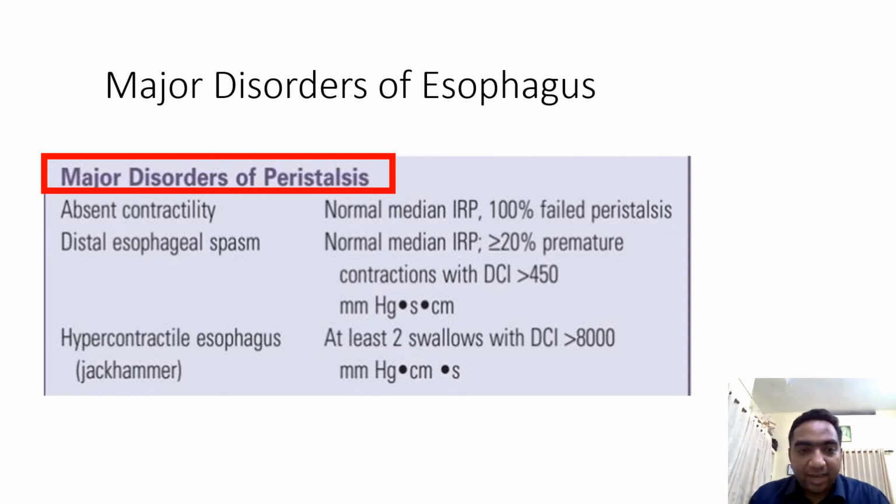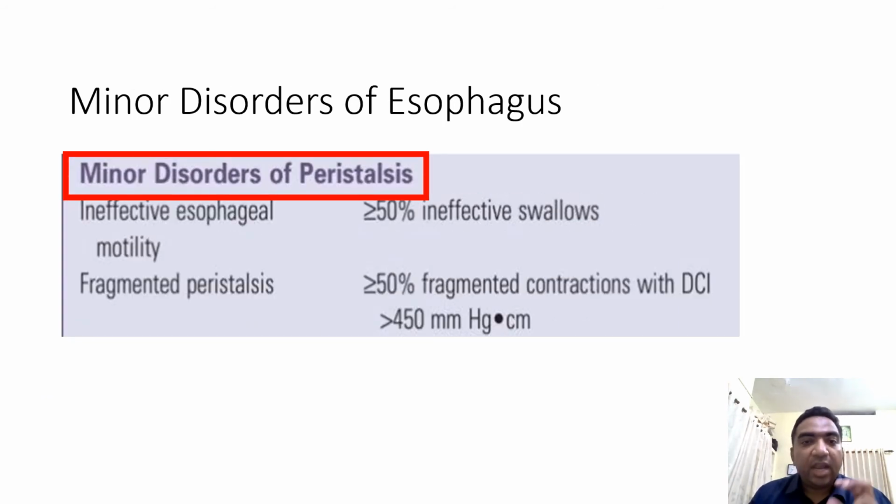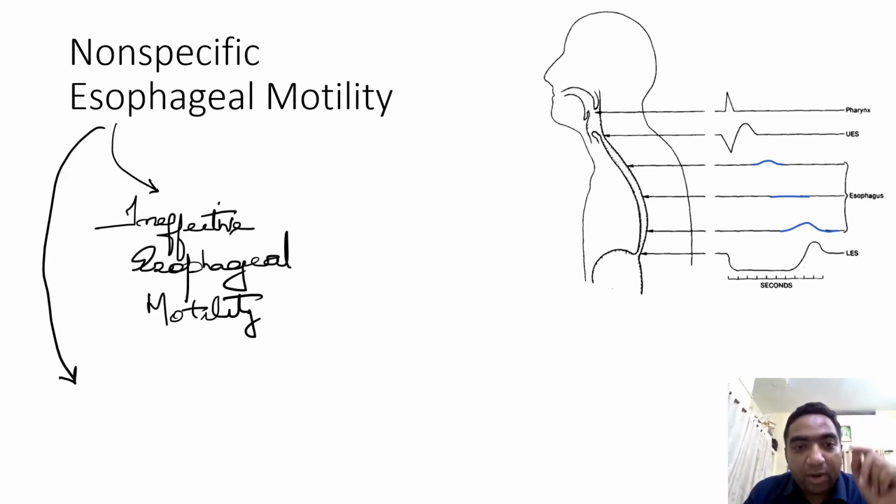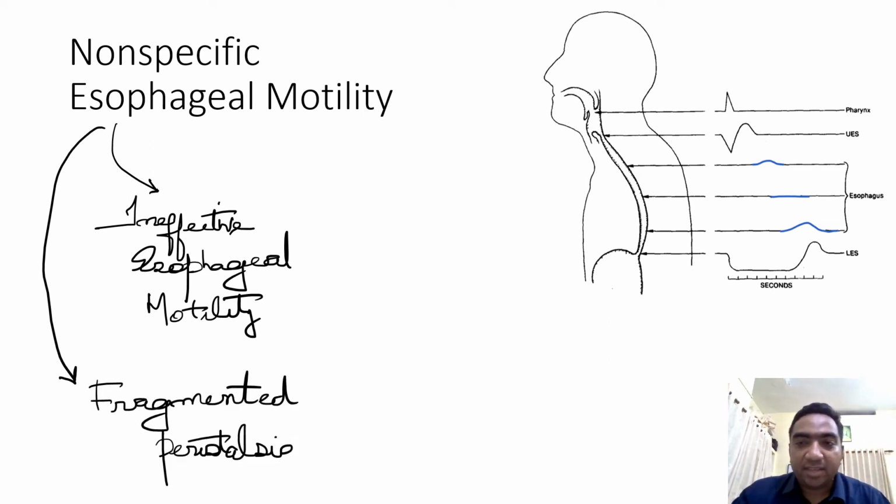That is regarding the major disorders of peristalsis: absent contractility, distal esophageal spasm, and hypercontractile esophagus or jackhammer esophagus. Now coming to the minor disorders of the esophagus. They include ineffective esophageal motility and fragmented peristalsis. It was earlier called non-specific esophageal motility. But once the manometer came, we could clearly see what is happening, and we understood that there are two components in that: one is ineffective esophageal motility, and the next is fragmented peristalsis.